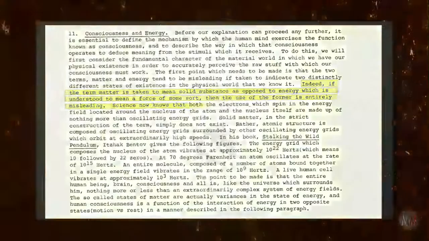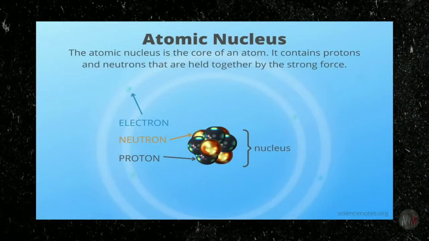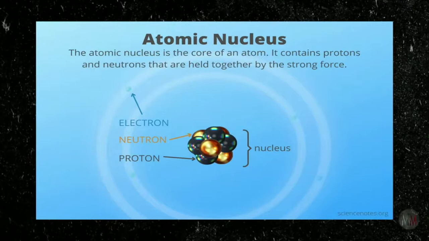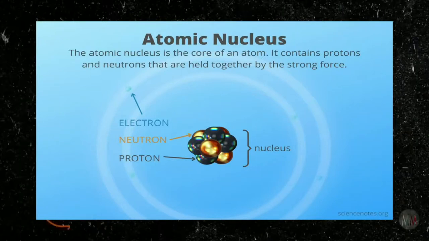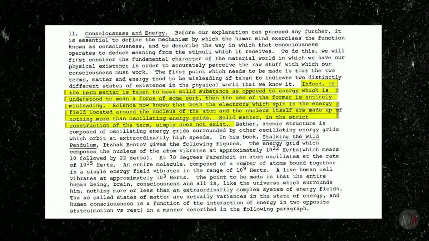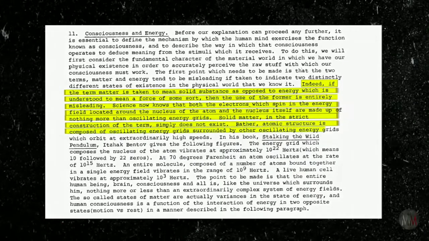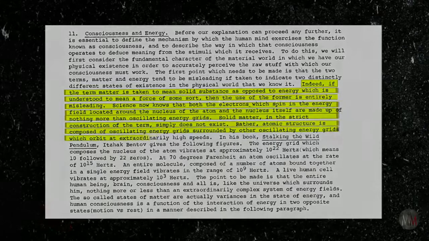Science now knows that both the electrons, which spin in the energy field located around the nucleus of the atom, and the nucleus itself, are made up of nothing more than oscillating energy grids. Solid matter, in the strict construction of the term, simply does not exist. Rather, atomic structure is composed of oscillating energy grids, surrounded by other oscillating energy grids, which orbit at extraordinarily high speeds.